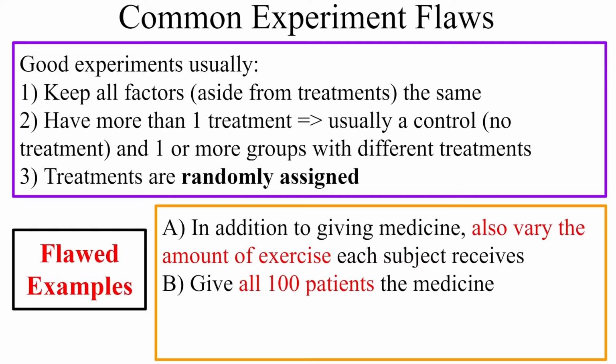B, do you remember my example? It said give 75 patients nothing and then give 75 patients the medicine. What if I gave 100 patients, or I guess in that example, 150 patients, the medicine? That would just be one treatment. There's nothing to compare to. That's not a good experiment. How are we going to interpret the results if we don't have anything to compare to? That's a terrible idea. We need to have more than one treatment.